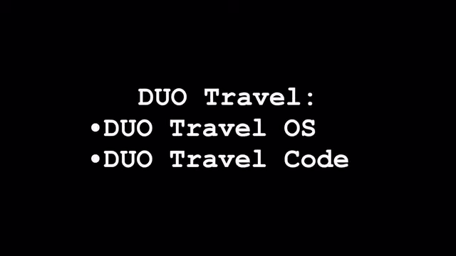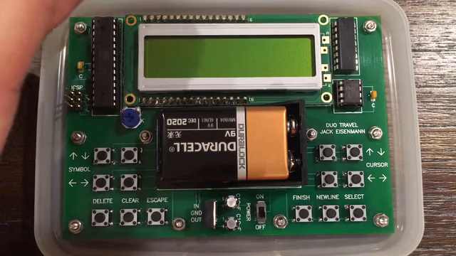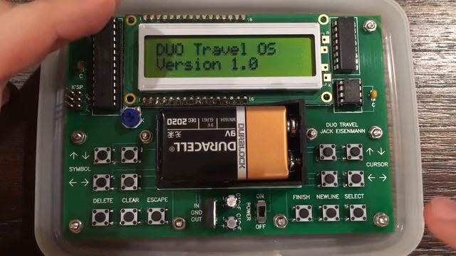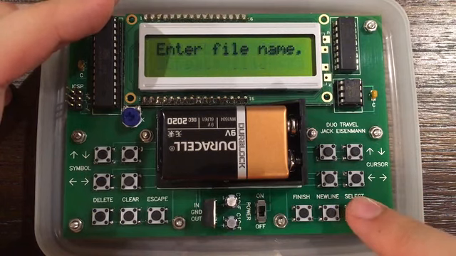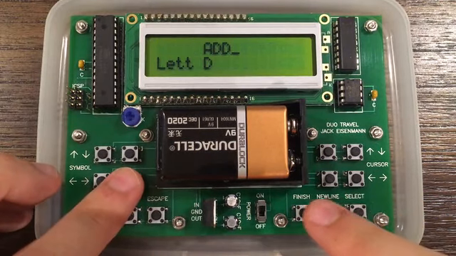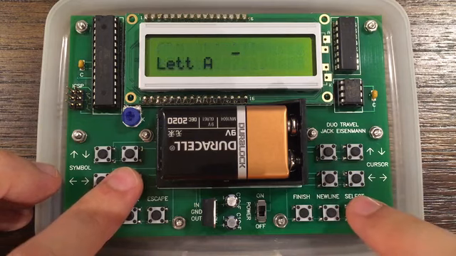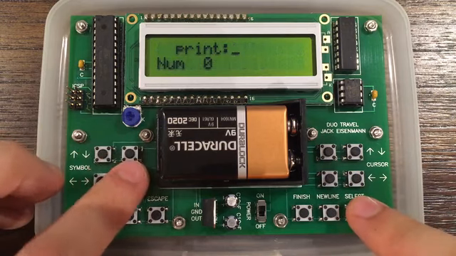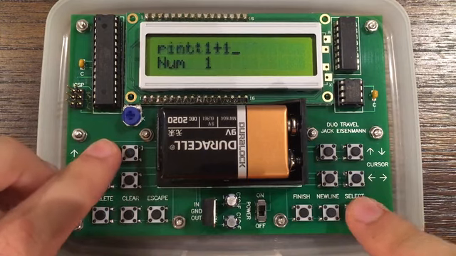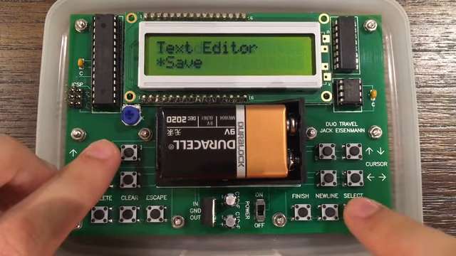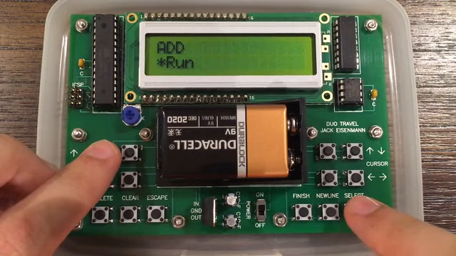The firmware included on the Duo Travel is Duo Travel OS. This firmware allows you to write programs in a proprietary language called Duo Travel Code. As an example, I will show you how to write a program which computes 1 plus 1. First, we will turn on the device, create a file, and give it a name. Then we will edit the contents to contain print 1 plus 1. When we are finished, we can save the program and run it.